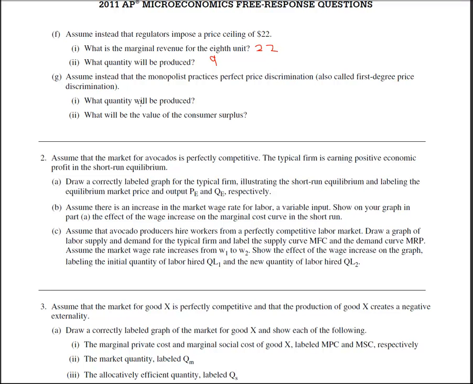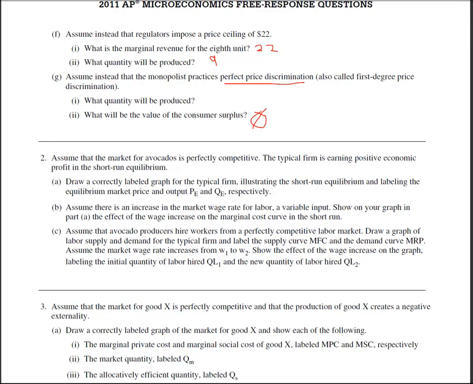Assume instead, let's go on to G. Assume instead that the monopolist practices perfect price discrimination, first-degree price discrimination. Well, what is that? That's where you charge everybody what they're willing to pay. So there is no consumer surplus. So what will be the value of the consumer surplus? Well, if it's perfect price discrimination, you take it all away. So it's got to be zero, zip, nada. There is no consumer surplus.